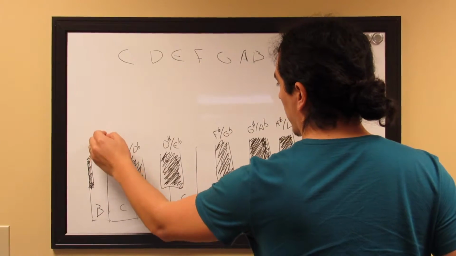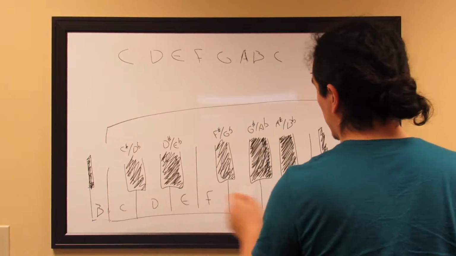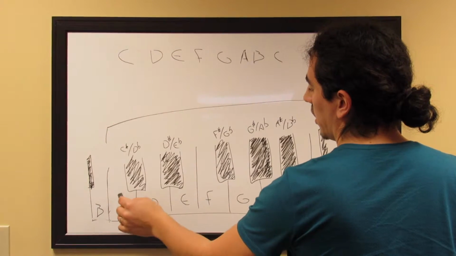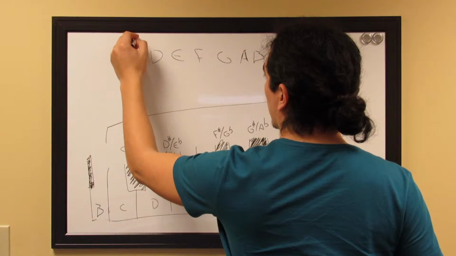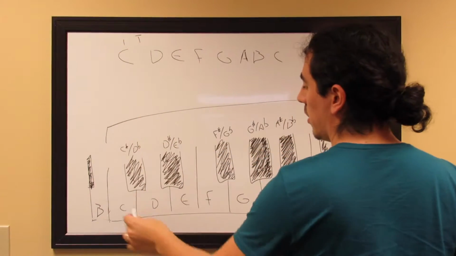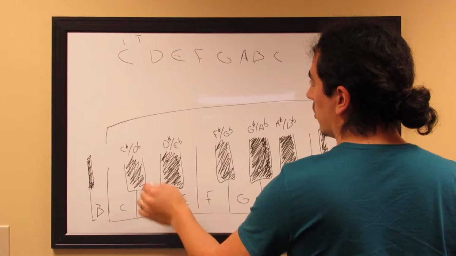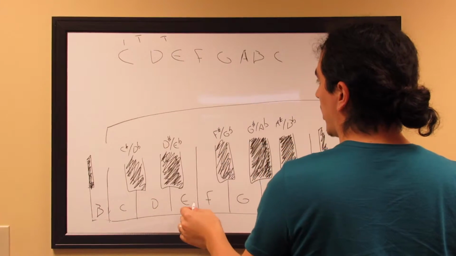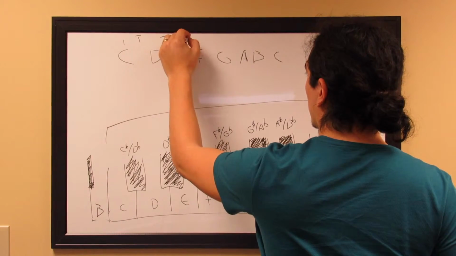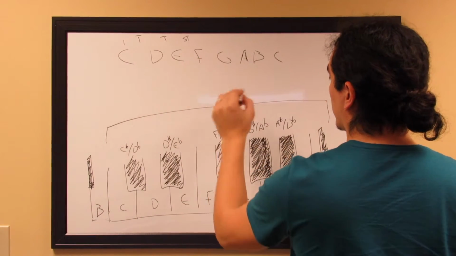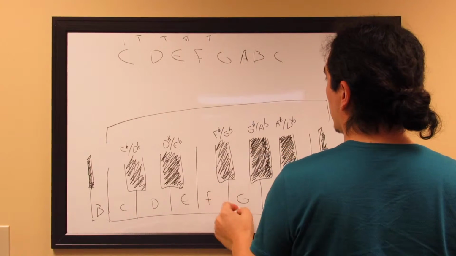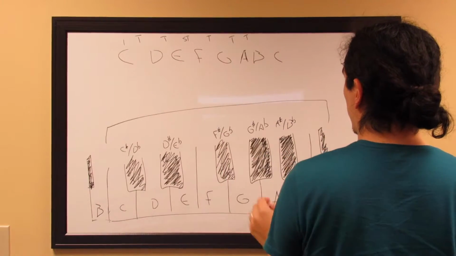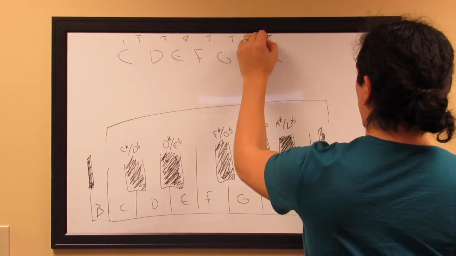So we want this section here, from C to C. What we're going to do is go from C, from our 1, go up a tone to D, go up another tone to E, go up a semitone to F, a tone to G, a tone to A, a tone to B, and a semitone to C.